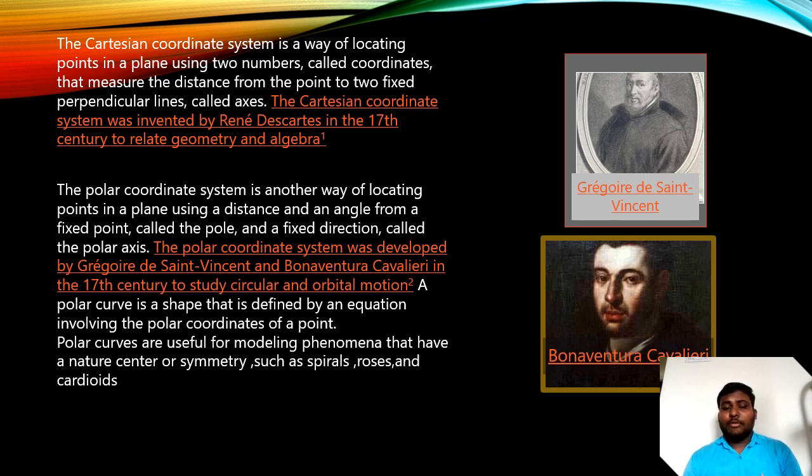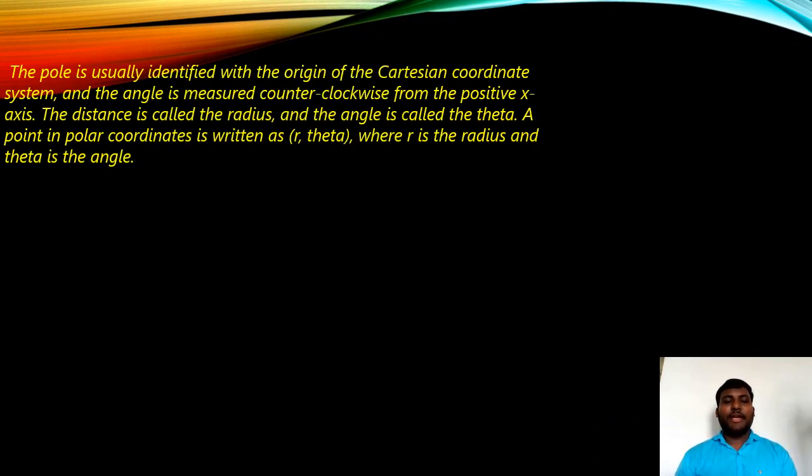Polar curves are used for modeling phenomena that have a natural center or symmetry, such as spirals, roses, and cardioids. The pole is usually identified with the origin of a Cartesian coordinate system, and the angle is measured counterclockwise from the positive x-axis. The distance is called the radius and the angle is called theta. A point in a polar coordinate system is written as (r, theta), where r is the radius and theta is the angle.